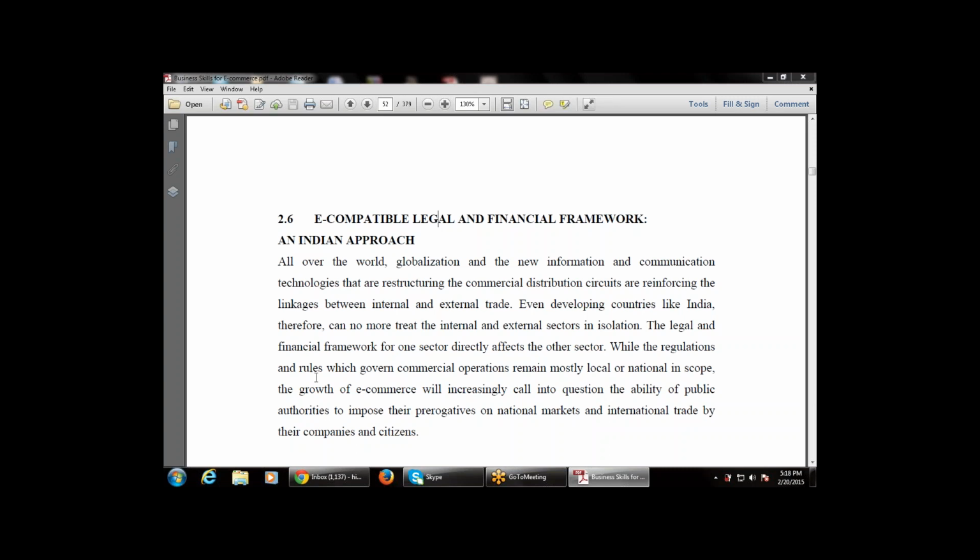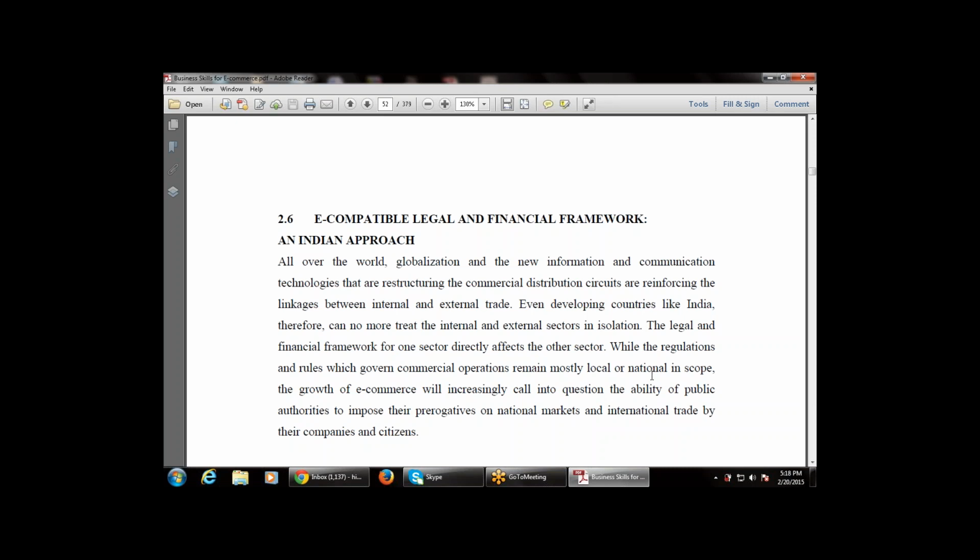While the rules and regulations which govern commercial operations remain mostly local or national in scope, the legal and financial framework is globally used. There are two parts: one is local, one is global. The global part is the legal and financial framework, which is known to each and every one, while the rules and regulations remain local or national in scope.